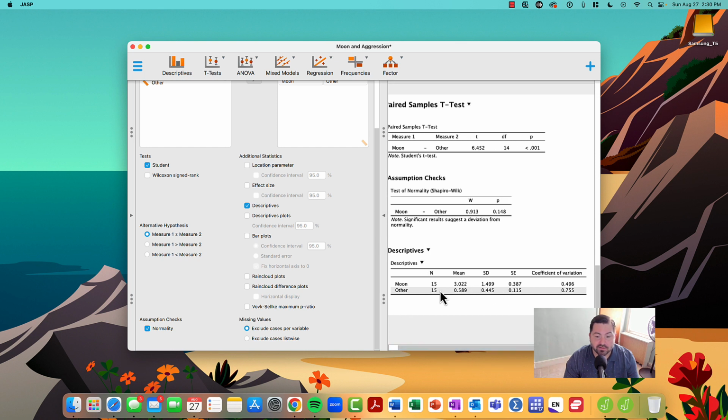You can see that there is a mean and a standard deviation for both the number of disruptive behaviors, which is our dependent variable of interest, when there is a full moon and when there is not a full moon. So we have those means and standard deviations available.